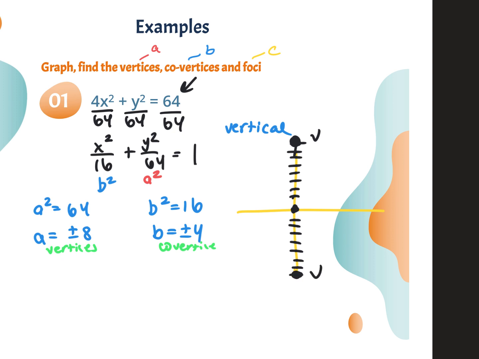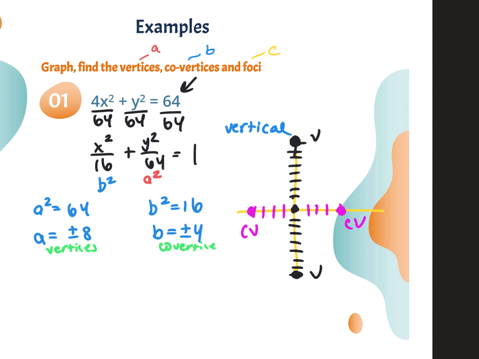Everybody okay with me? How do I find my co-vertices? Those are the smaller ones. Which way would I go from the center? Right, 4. 1, 2, 3, 4. We'll call it the co-vertex. And then I'd go where? To the left 4. 1, 2, 3, 4.